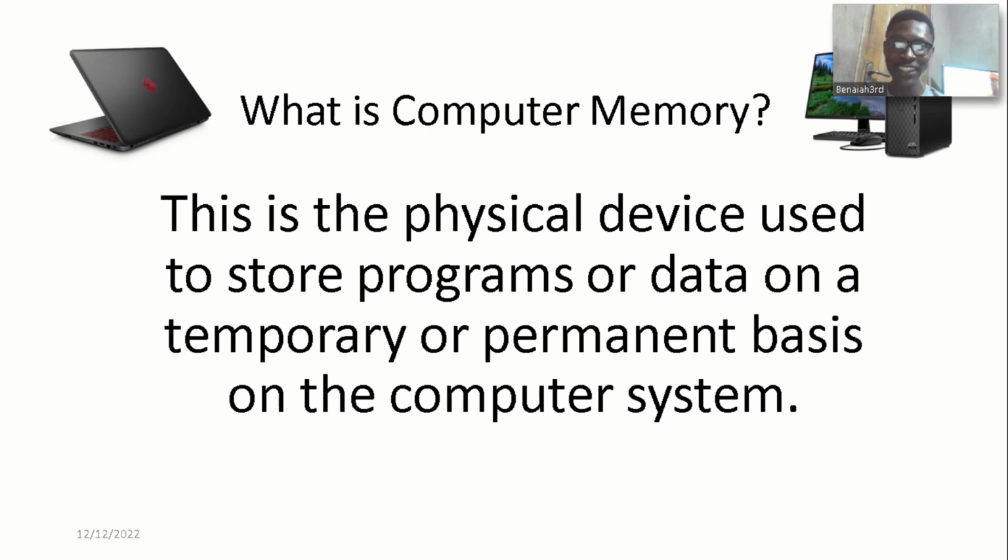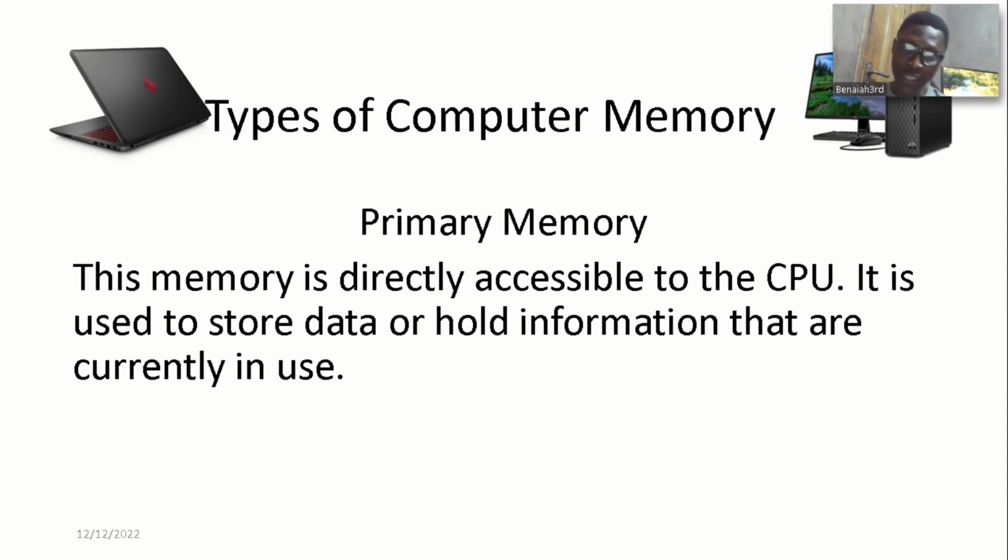Computer memory is the physical device used to store programs or data on a temporary or permanent basis on the computer system. It's as simple as that. Anything that is responsible for storage of information on your computer is your computer memory. We have several types of computer memory. We have two. The first type is the primary memory.